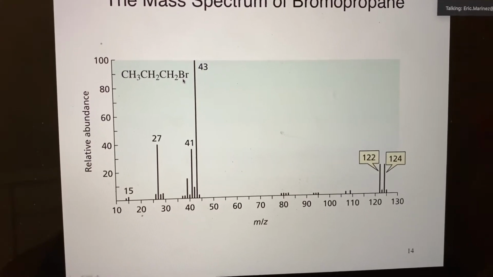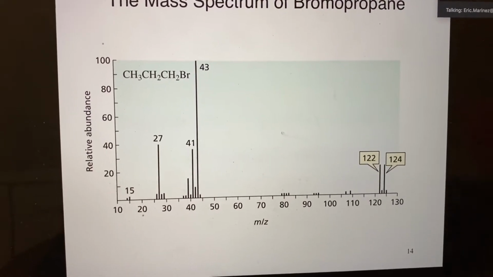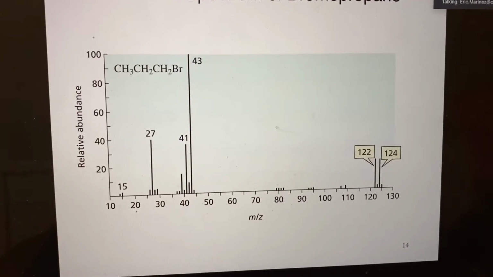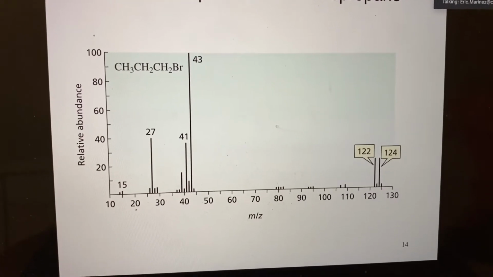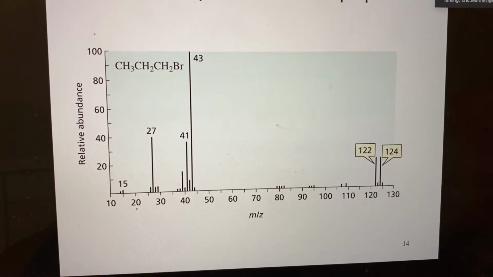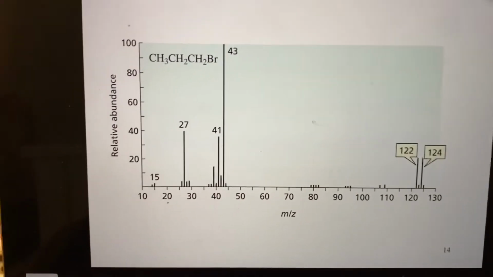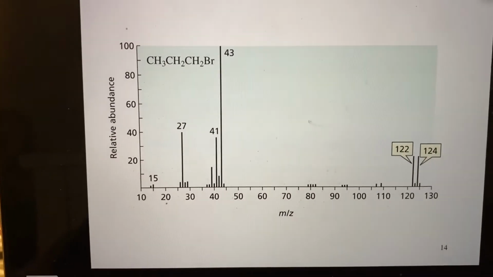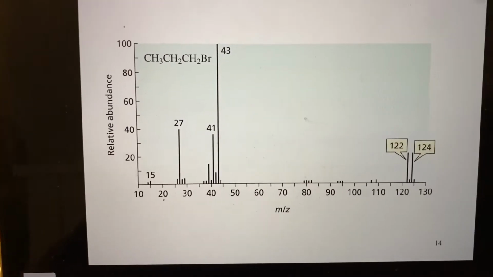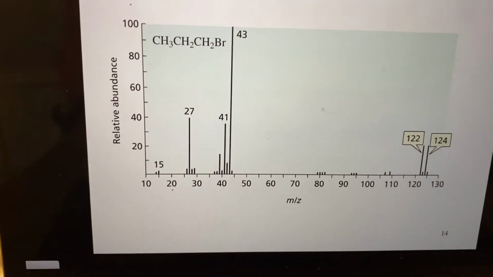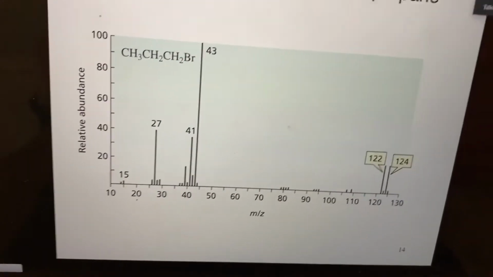What type of electrons does bromopropane have? It has sigma bonds, and it has non-bonding electron pairs, right? So according to what I shared with you, which electrons should we remove? Which are going to be the easiest electrons to remove? Sigma bond or non-bonding electrons? Non-bonding. Okay? So again, that's what I kind of want you guys to realize here.